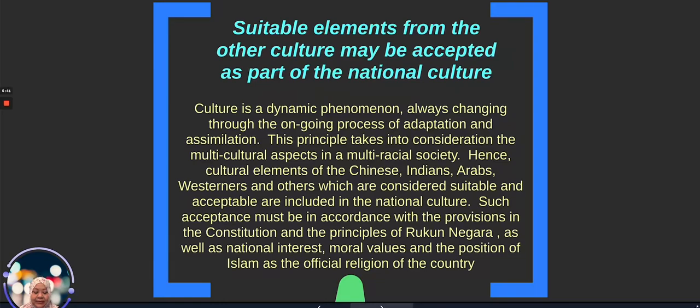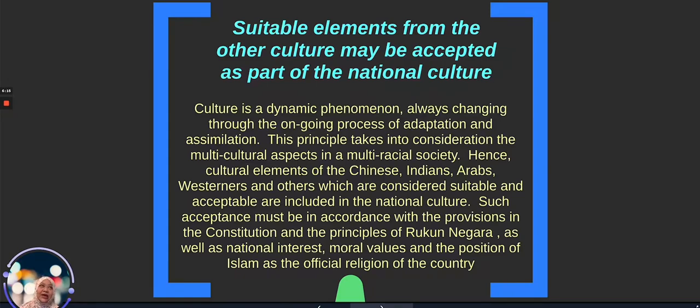Ladies and gentlemen, culture can change. The practices in one particular community can change, and because of that, culture is what we call a dynamic phenomenon. And because of this relation that is dynamic, sometimes when you see something, maybe that's not the final practice, because it's always ongoing, it's always evolving. And because of this, we must always adapt and we must always assimilate.